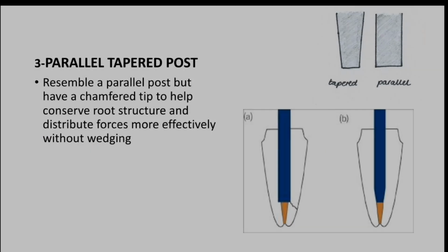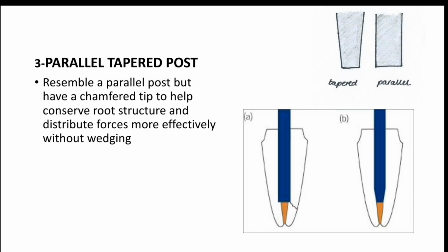The third one is the parallel tapered post. That is the good one. This last one is good because why? They are parallel, but at the critical part of the root tip, they are tapered, and thus they distribute forces more effectively without wedging effect, and there is less chance of fracture and more retention.